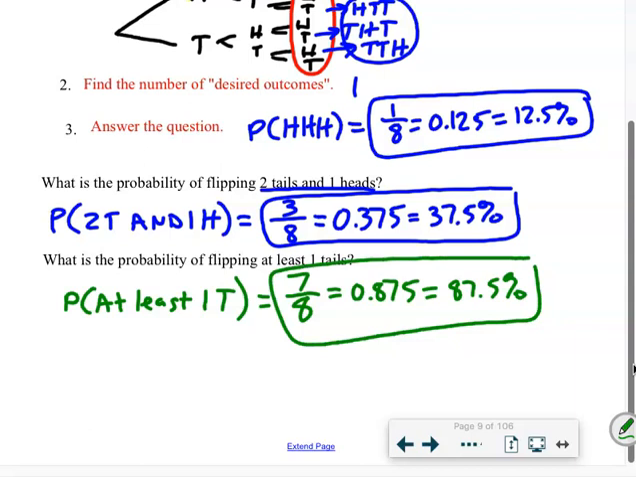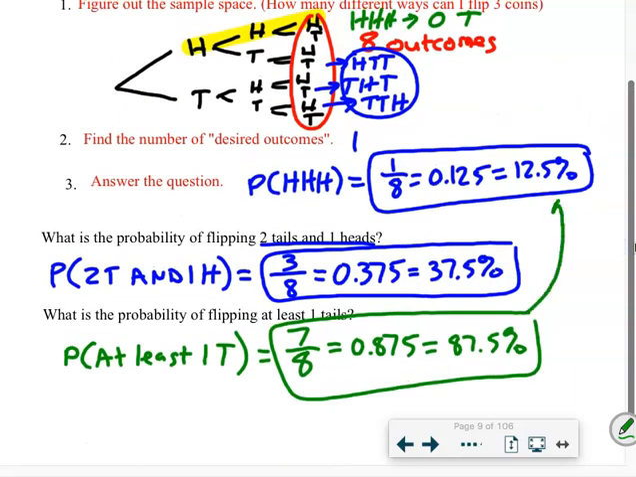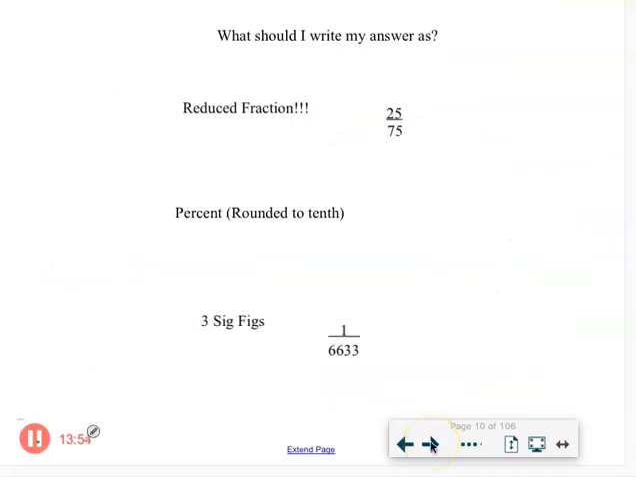So that one was using the complement a little bit. Notice that the one I have in green is the complement of what I have in blue. These are complements of each other. They add up to 1. You're either going to get at least 1 tail or you're going to get 0 tails. There's no in between on that. And then I think that's about what we have.